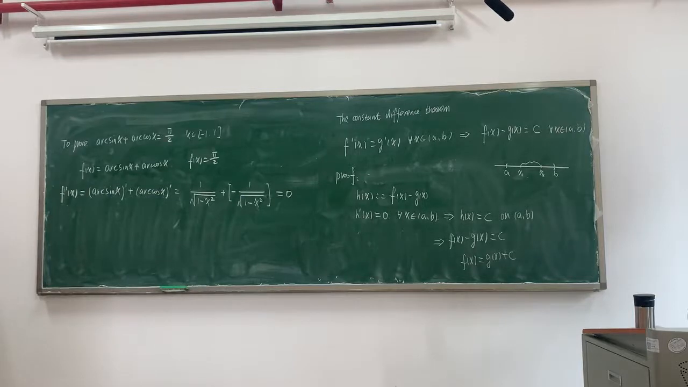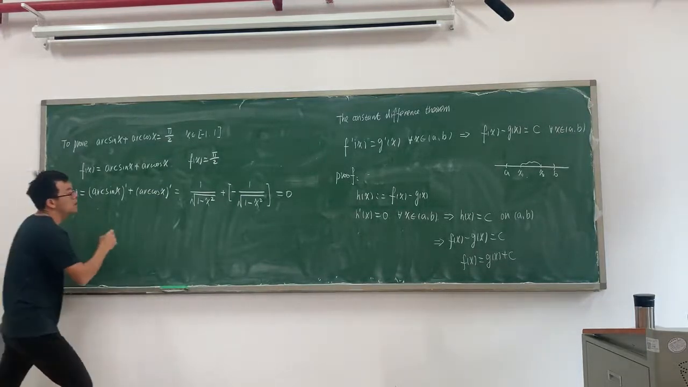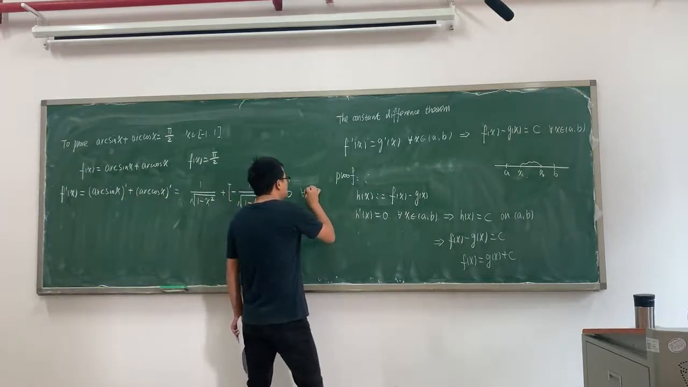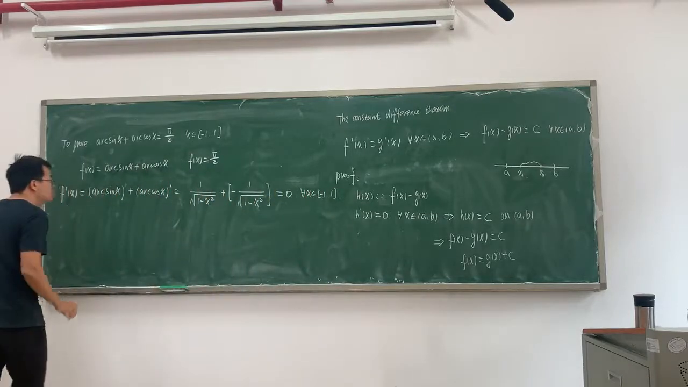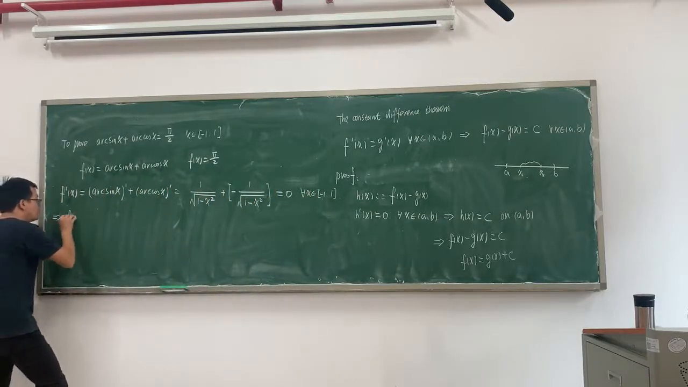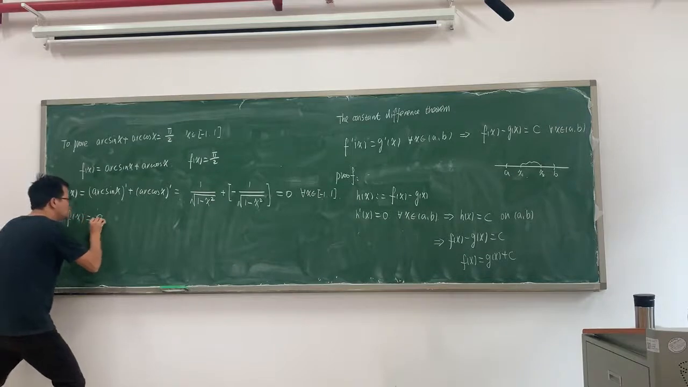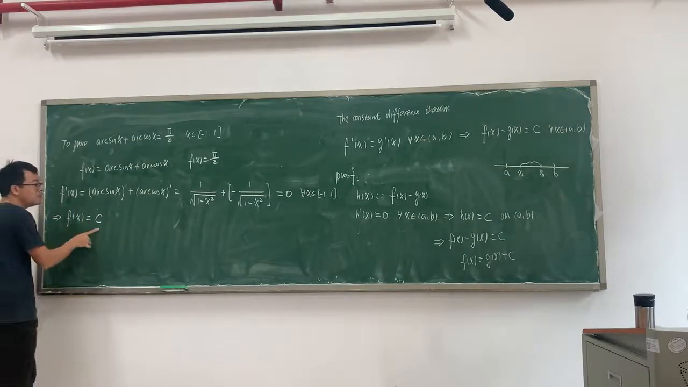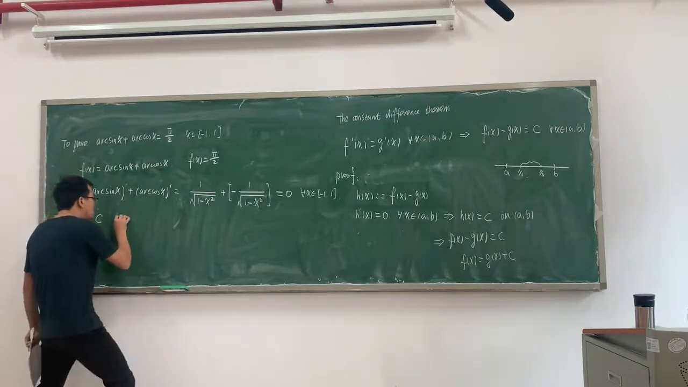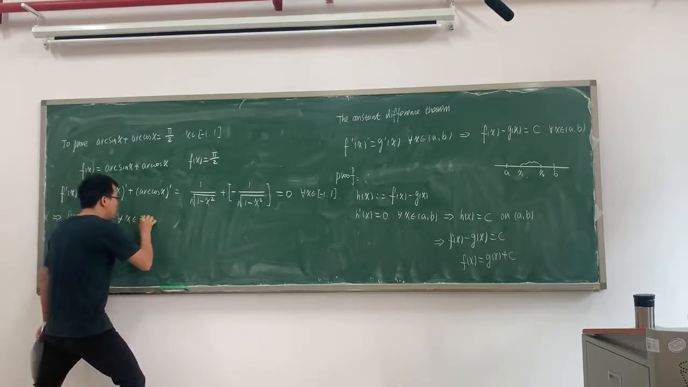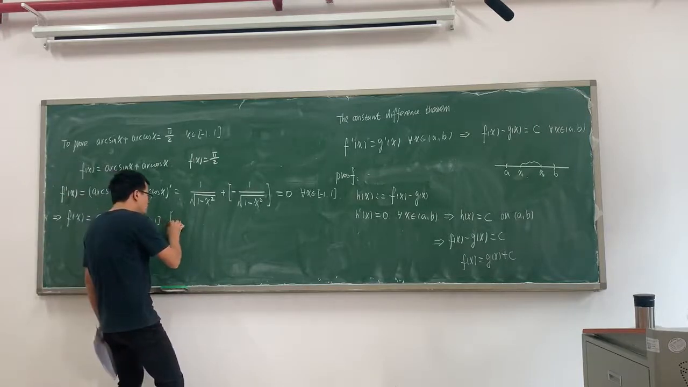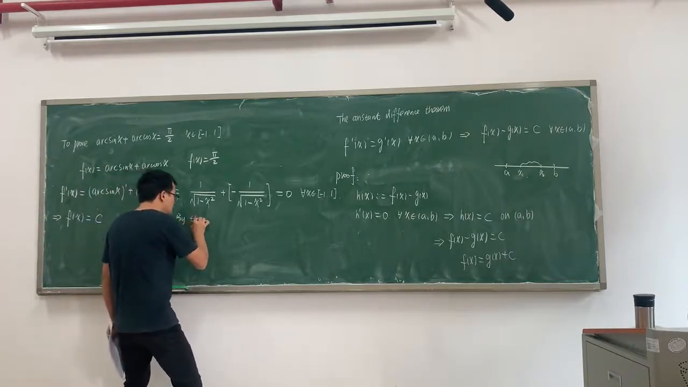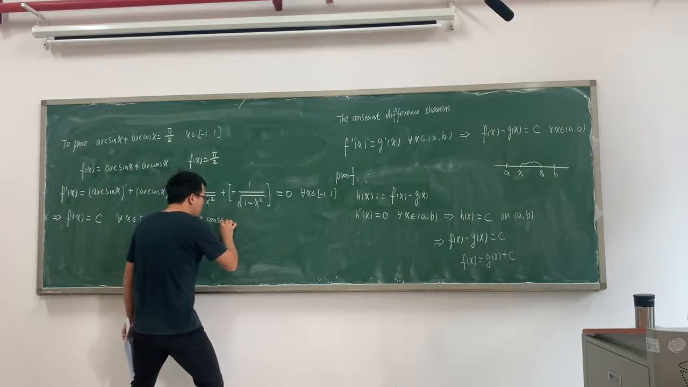So here means for any x belongs to minus 1 to 1, f(x) is a constant c, yeah? So for any x belongs to minus 1 to 1, this is by the constant difference theorem.